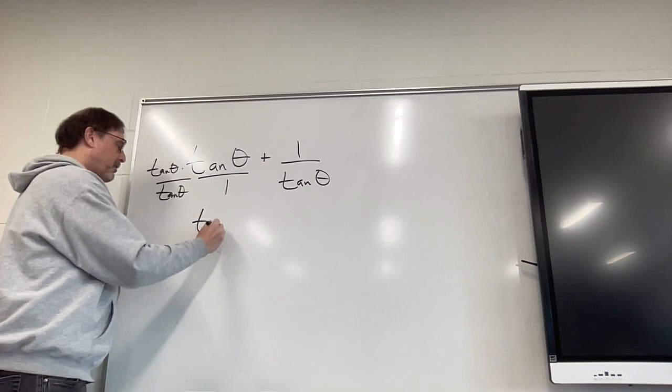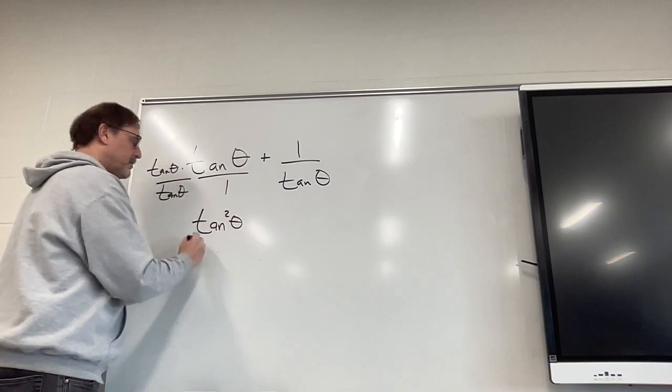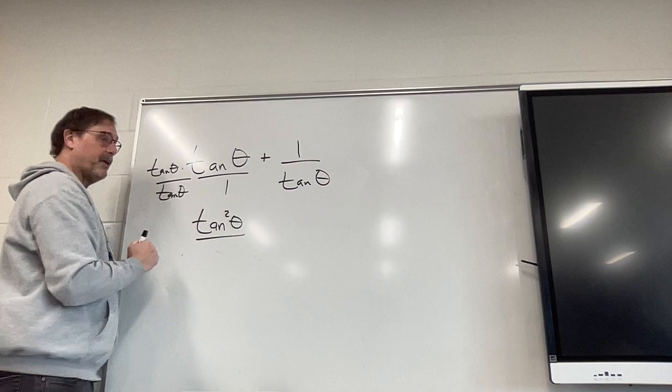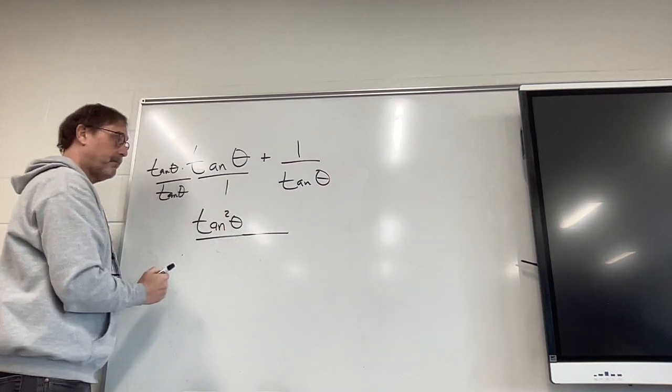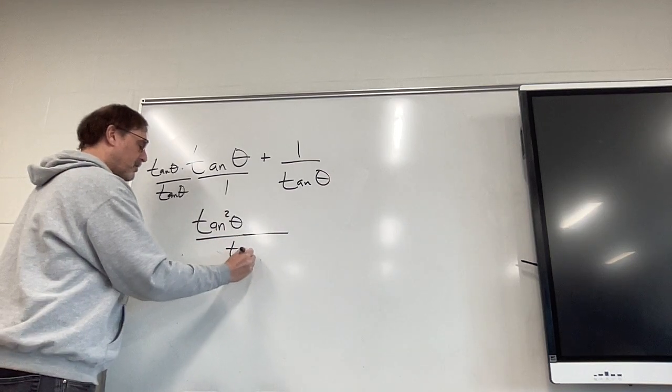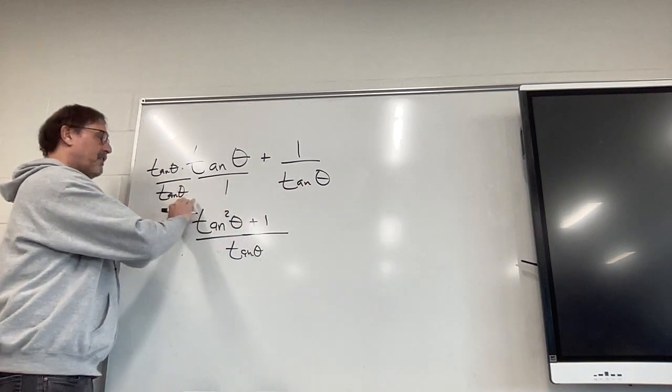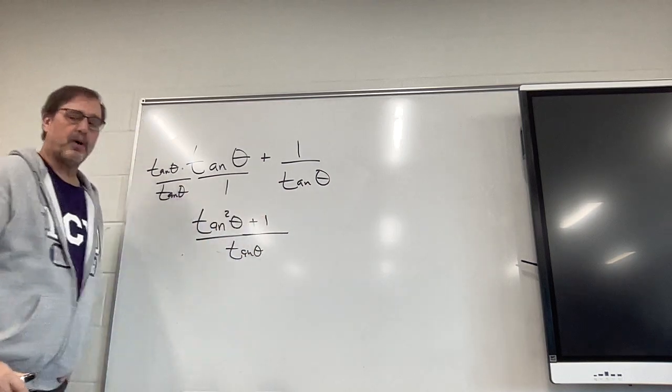And we write it this way, tangent squared theta. Do we now have common denominators? Over tangent theta plus 1. So we have a common denominator. We have tangent squared theta plus 1.